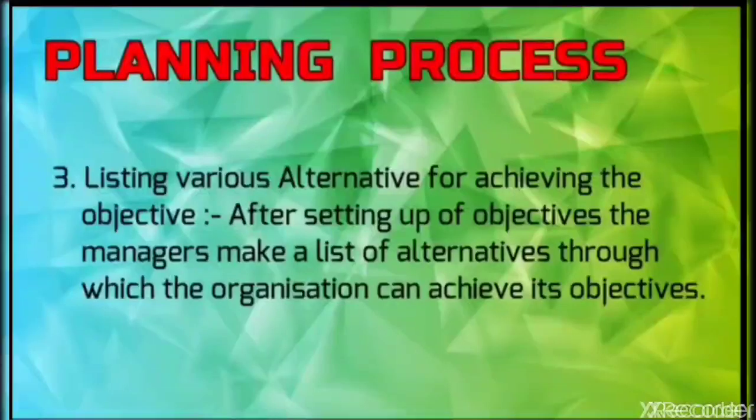The third step of the planning process is identifying alternative courses of action. Once objectives are set and assumptions are made, the next step is to identify all possible alternative courses of action to achieve the objectives. If the project is important, then more alternatives should be generated and thoroughly discussed among the members of the organization.